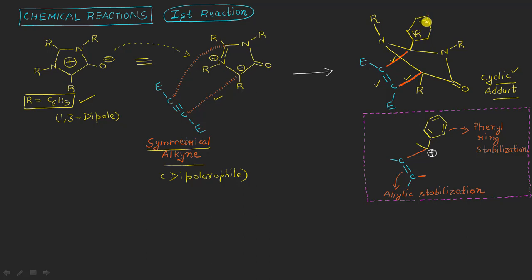And now what I can say is that the cleavage of this bond can take place, sending a negative charge here on the nitrogen and a positive charge on this carbon atom, because it is stabilized due to two different reasons. The first one is the phenyl ring stabilization, the same thing which we have just discussed on the previous slide, that the positive charge here is dispersed over the whole of the aromatic ring system. And the second stabilizing factor here is the allylic type of stabilization.